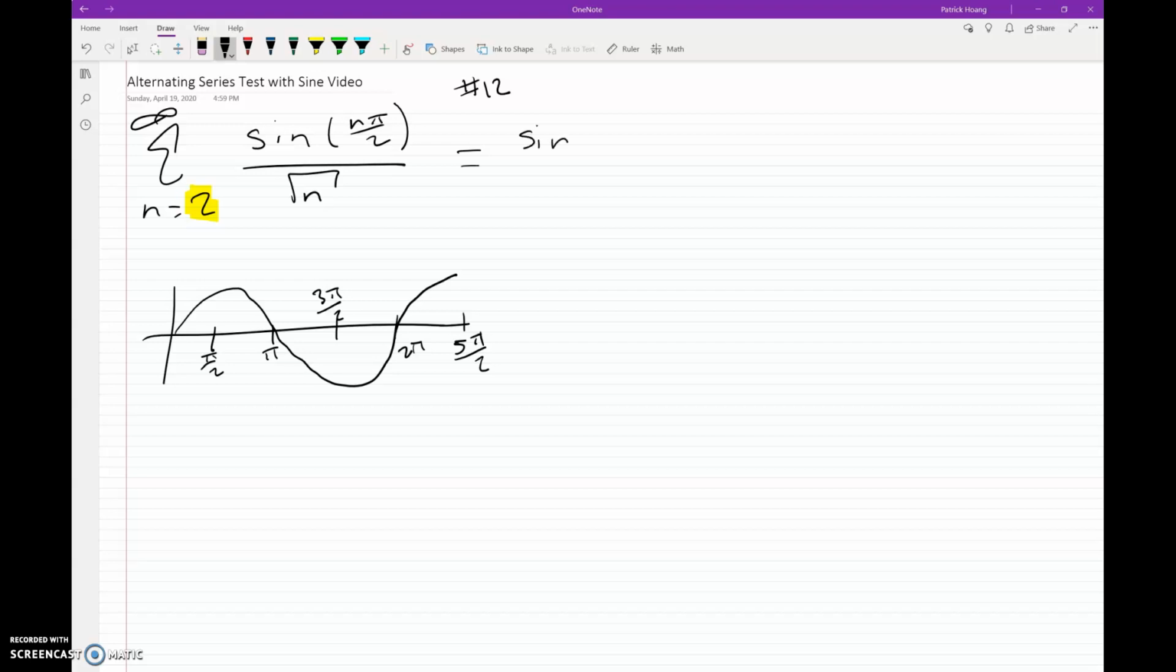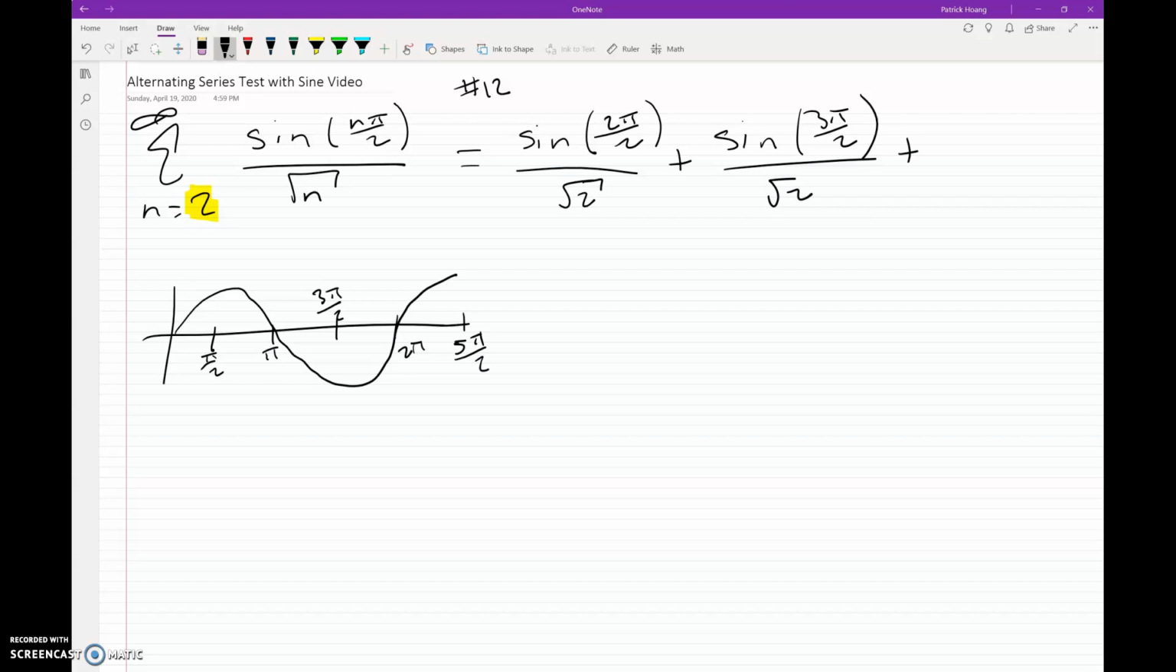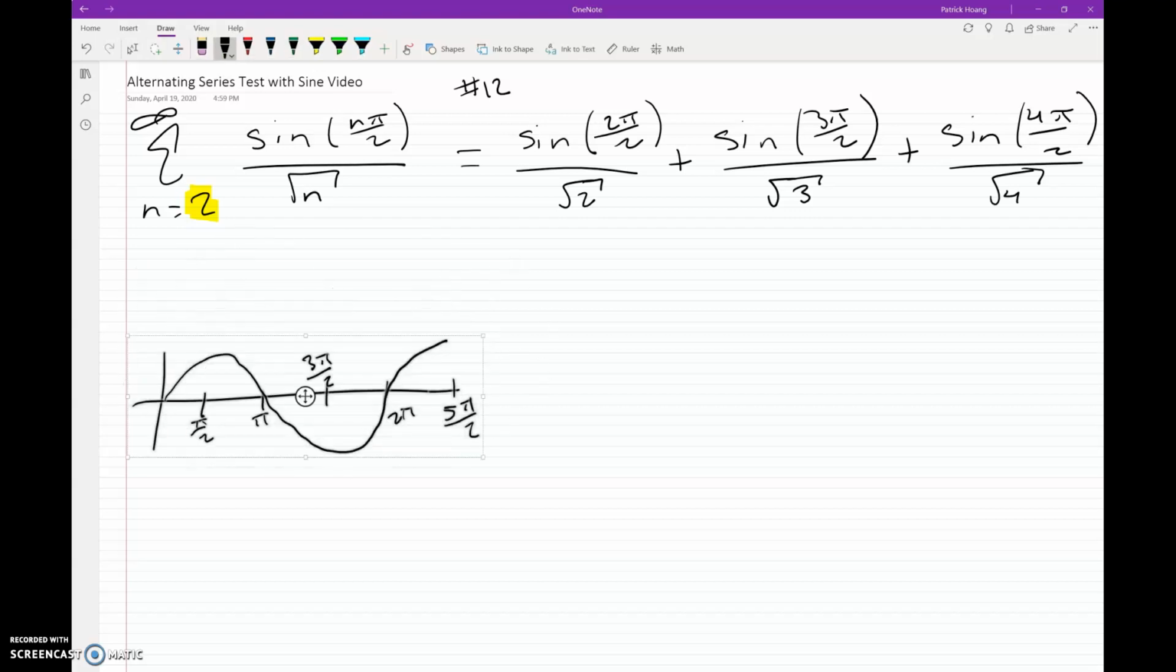So this is sine of 2 pi over 2 divided by the square root of 2, plus sine of 3 pi over 2 divided by root 3, plus sine of 4 pi over 2 divided by square root of 4. Oops, that should be a 3. Let's do one more term. This is sine of 5 pi over 2 divided by the square root of 5.